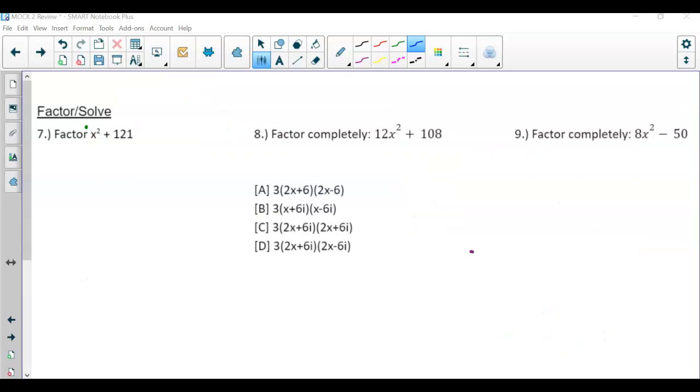And so now let's get into our factoring and solving. But before we do, there is a typo on the review. So for number 8, the answer choice is not here. So we will have to go through and solve that one like it's an open-ended question.